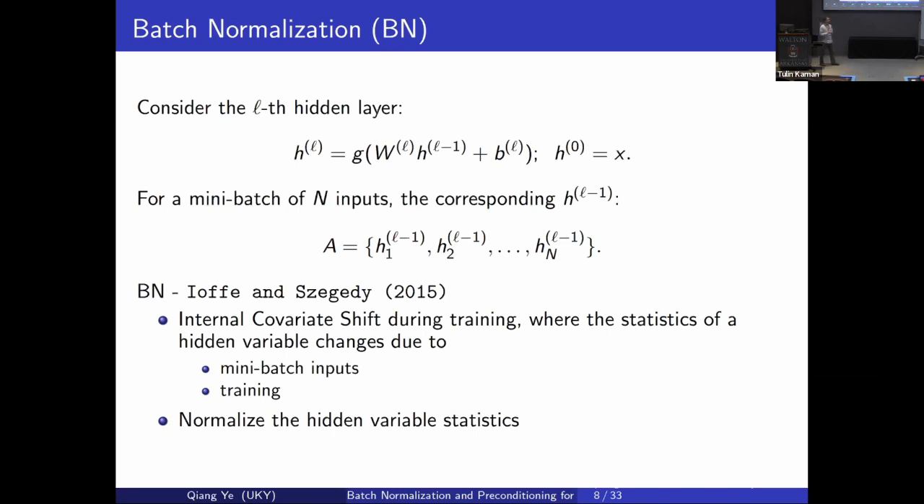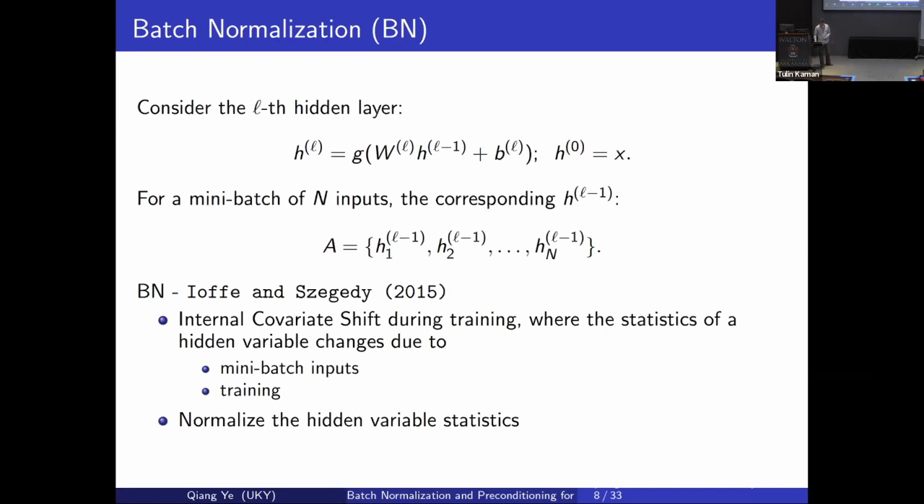Another reason you could have this internal covariate shift is in neural network training, when you do the training, your weights and biases change over a very deep network. A small change in the weights and biases will create a large change in the later activations. So that's what they believe is the main reason that slows down neural network training.